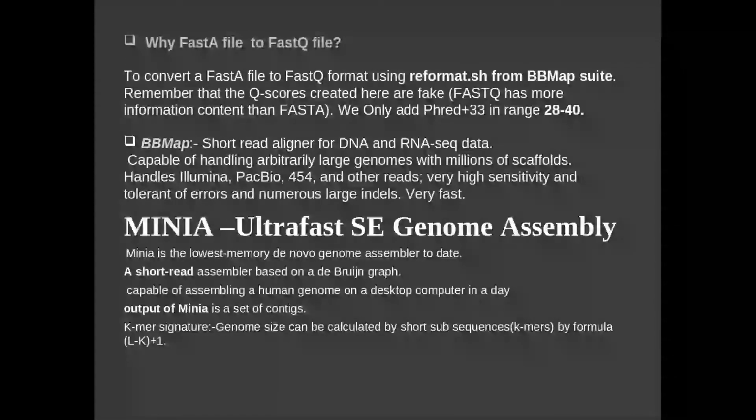And we need to find out what is the exact Hamming distance at which a particular fixed length read will give a perfect coverage. In order to convert the multi-FASTA files so obtained to FASTQ, we use the BBMap reformat.sh script, plugging in good qualities in the range of Q28 to Q40, Phred plus 33 offset. And then we use a mini ultra-fast single-end genome assembler developed by Rayan Chikhi at INRIA, France.